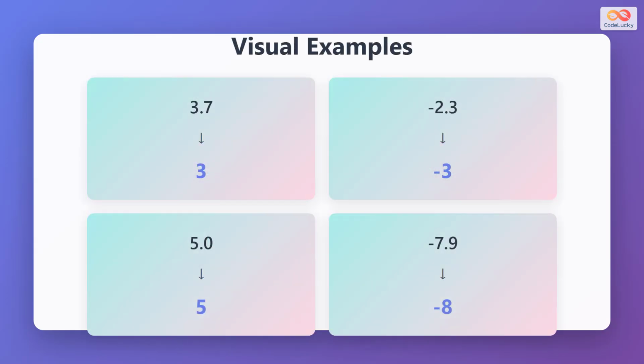Let's see some concrete examples. 3.7 rounds down to 3. Negative 2.3 rounds down to negative 3, not negative 2, because negative 3 is less than negative 2.3. 5.0 stays as 5 since it's already an integer, and negative 7.9 rounds down to negative 8. Notice how negative numbers always move toward more negative values.